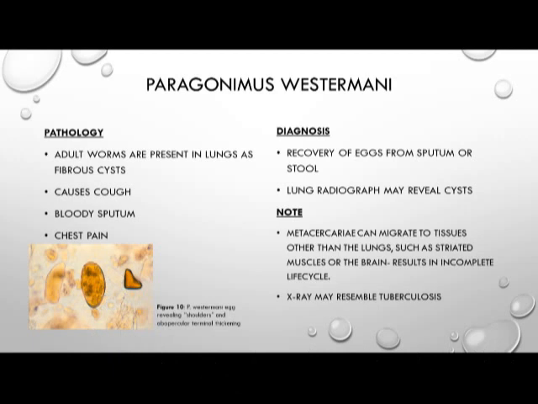To diagnose Paragonimus westermani, we need to recover the eggs in the sputum or the stool of infected patients and identify these morphological features. Also, we often get lung biopsies where we can stain and visualize these encapsulated cysts. It should be noted that metacercaria can migrate to tissues other than the lungs, such as striated muscles or the brain, and that process will result in an incomplete life cycle of the organism.